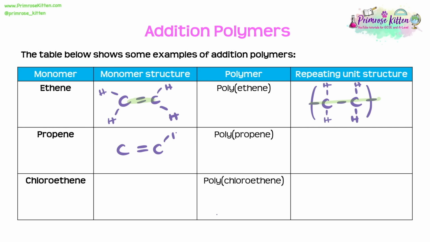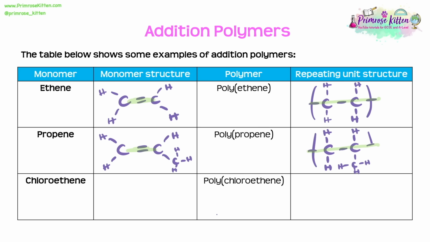Let's do it for propene now. Propene has 3 carbons and just the 1 double bond. So here I am drawing it in this particular way. And when we have propene forming polypropene, again, we just open up that double bond, open up the arms, and put everything else above and below those carbons, and then throw in the brackets as well.